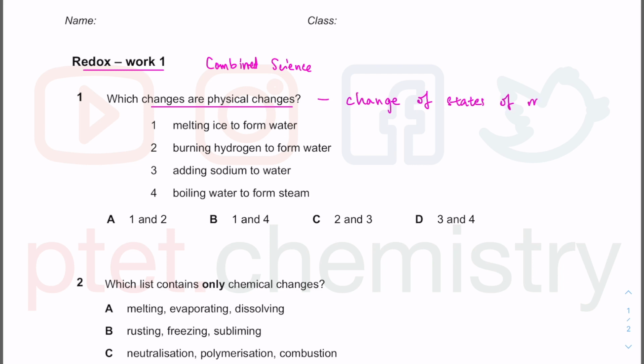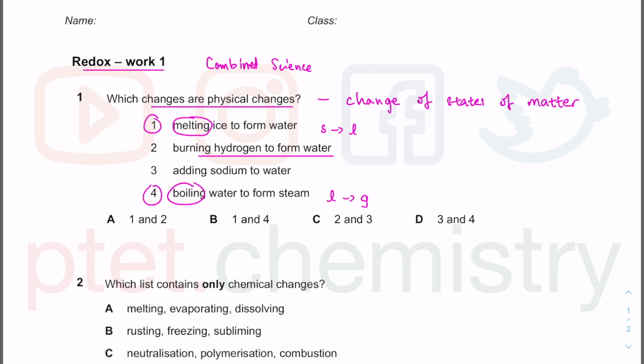This is basically your kinetic particle theory from your states of matter, interconversion between solid, liquid and gas, back and forth. All right. So melting ice to form water, that is just your solid ice going to liquid water. That is definitely physical change. Boiling water to form steam, liquid water to form water vapor. That's definitely physical change there.